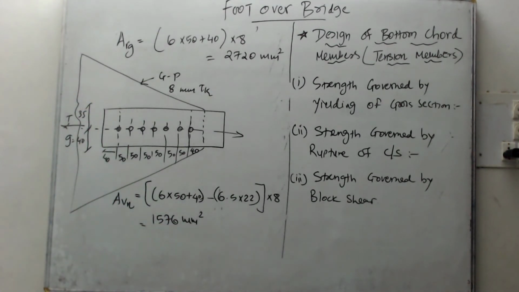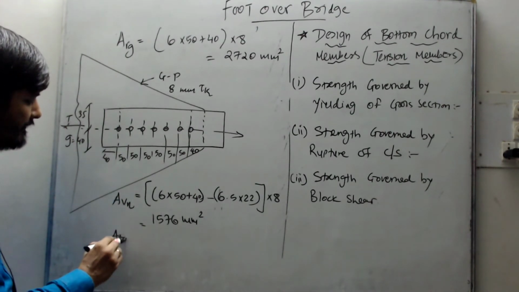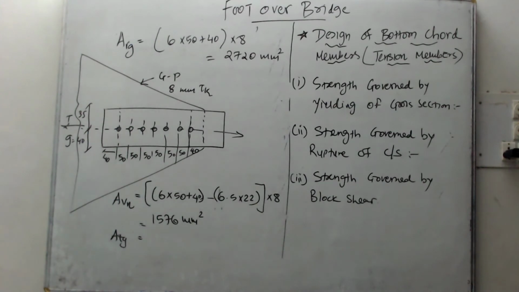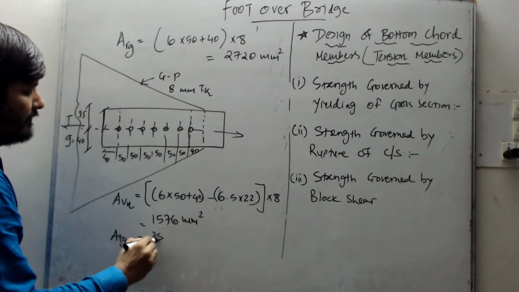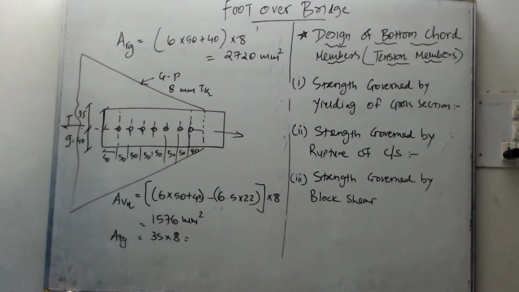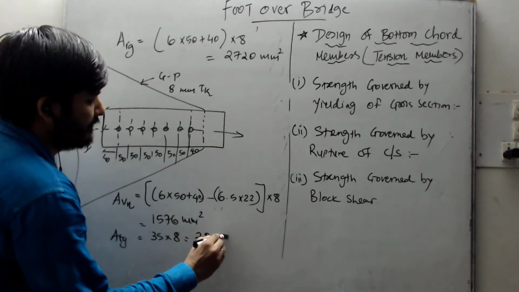Next I have ATG. So to find this ATG now, it is 35 multiplied by 8. This is 35, so 35 multiplied by 8. So we'll get this value directly as 280 mm square.